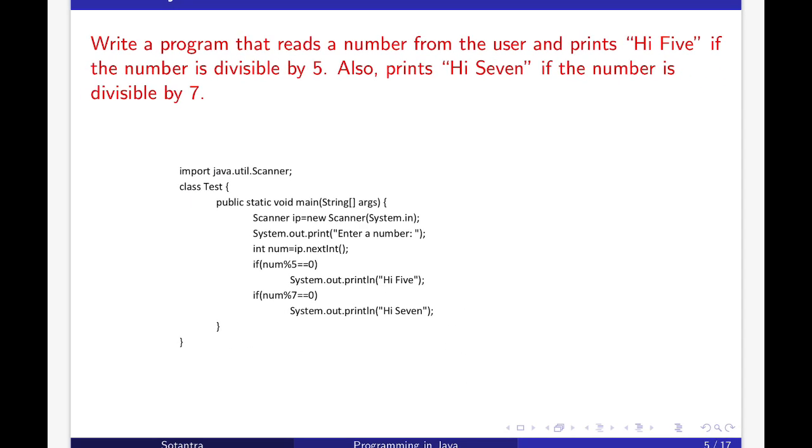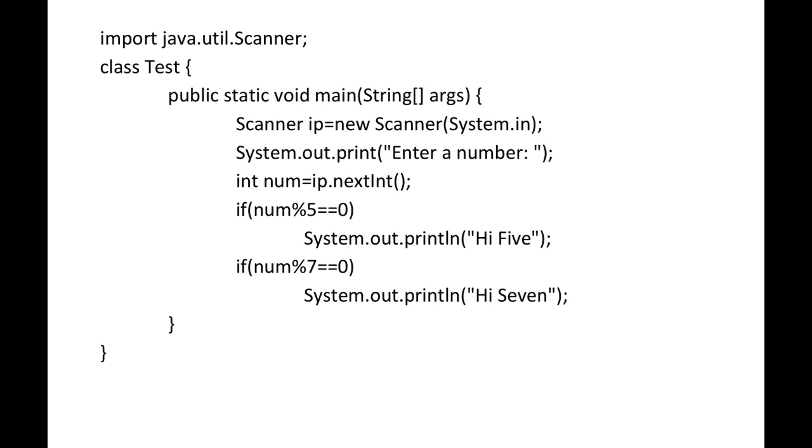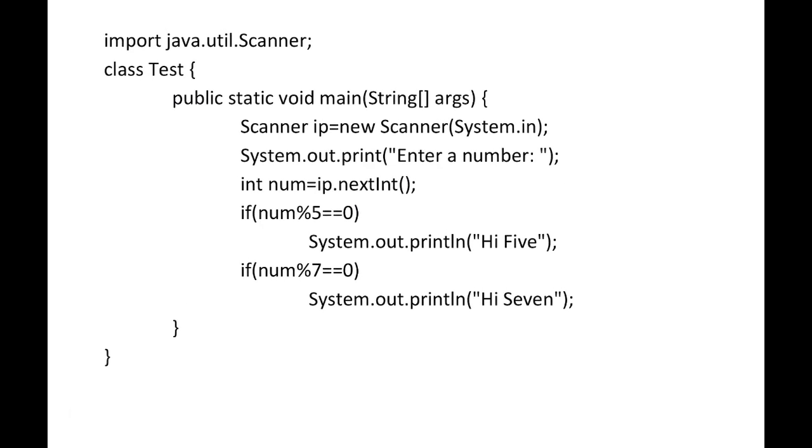Here you can see one program. Write a program that reads a number from the user and prints hi 5 if the number is divisible by 5. Also prints hi 7 if the number is divisible by 7. So you can see this is the program. First we are using the statement import java.util.Scanner to use the Scanner class, then class Test, then public static void main, then Scanner ip equal to new Scanner(System.in) for taking input from the user, then System.out.print enter a number, then int num = ip.nextInt(), so it receives a number from the user and stores that number in the variable num. So num stores the integer value received from the user.